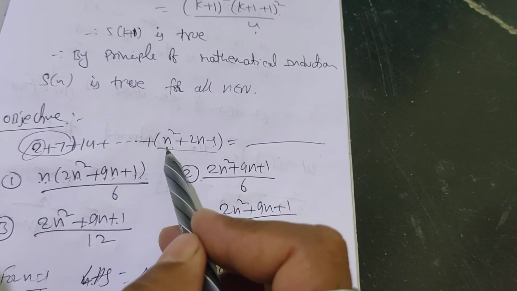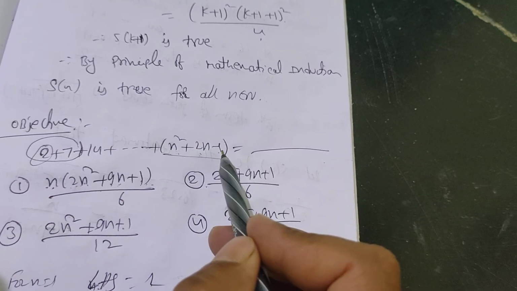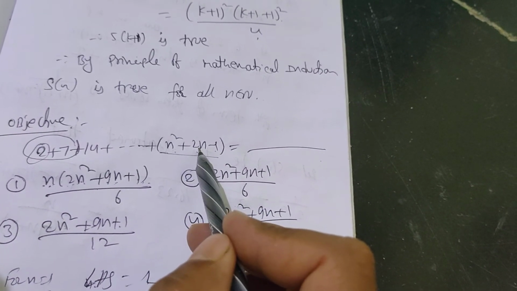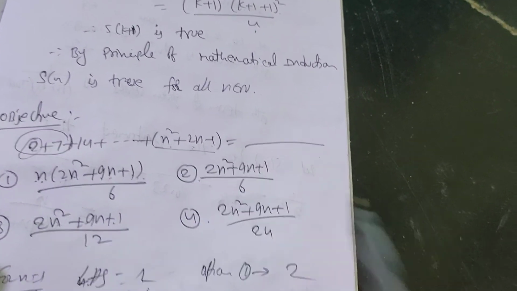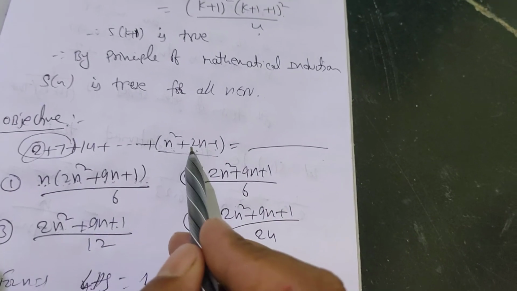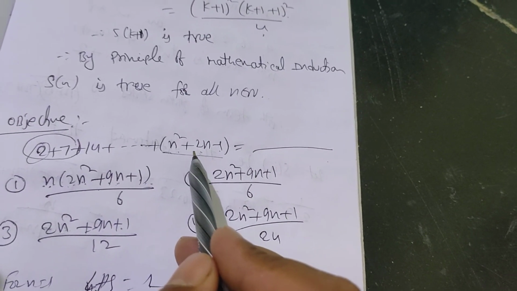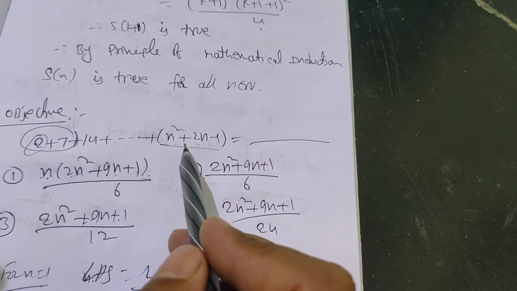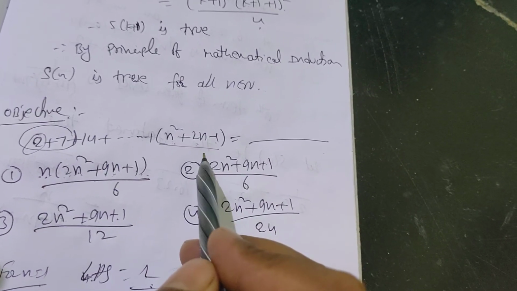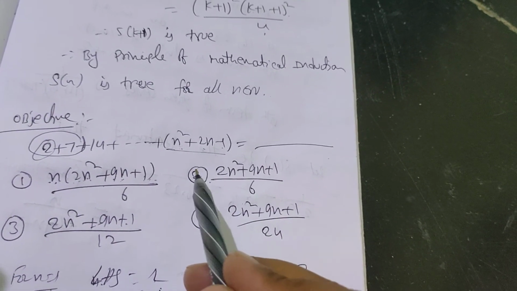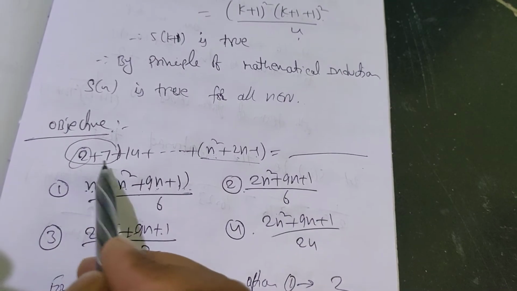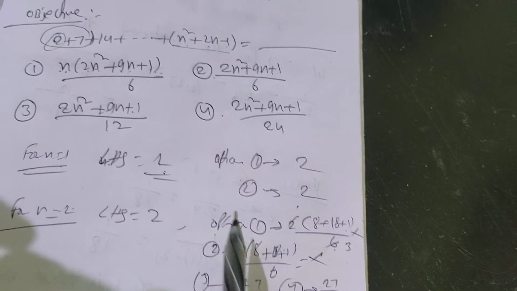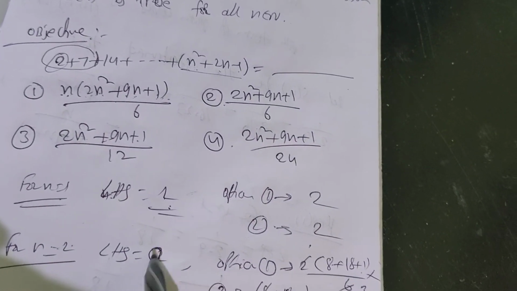For n equal to 1, what is it? 1 plus 2 minus 1, so you get 2. 2 plus 7 is equal to how much? 9. You have to take the sum of 2 terms. This is the nth term formula. For n equal to 2, you get the second term. For n equal to 1, you get the first term. So if we add these two terms, that gives the sum of the first two terms. Otherwise take here directly 2 plus 7, that is 9. So LHS is 9 here.